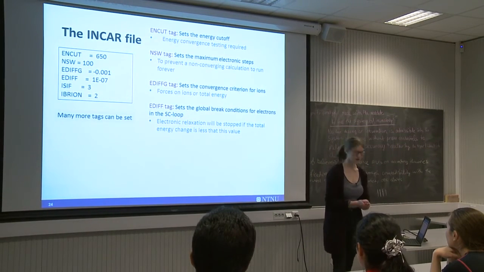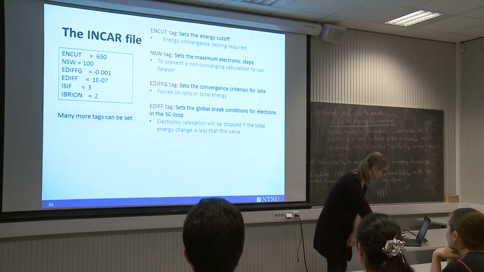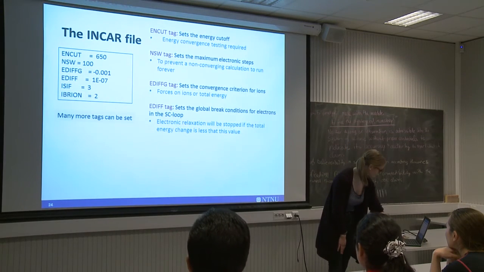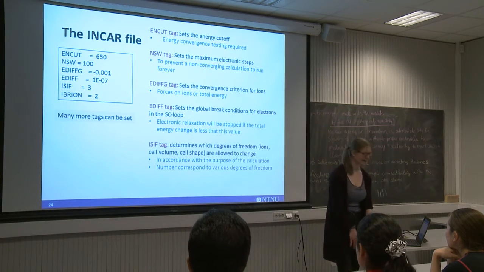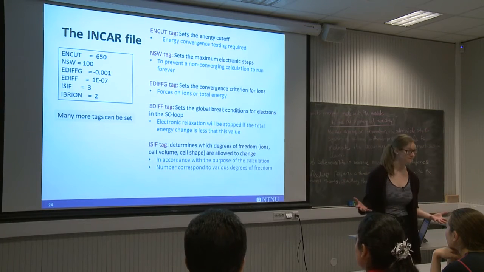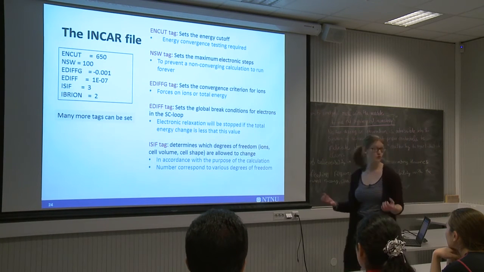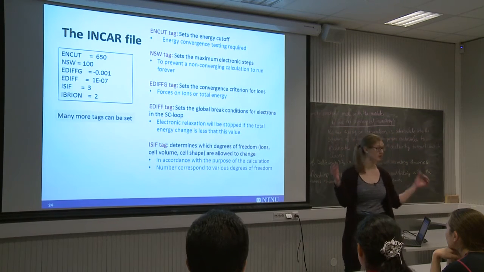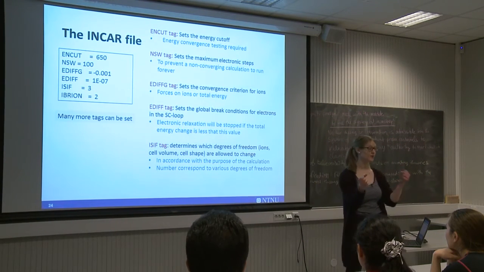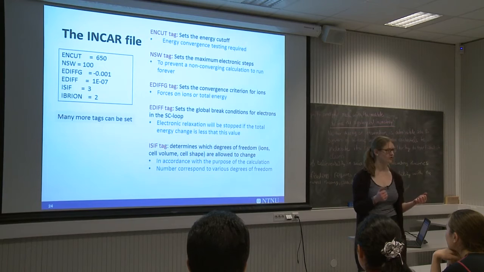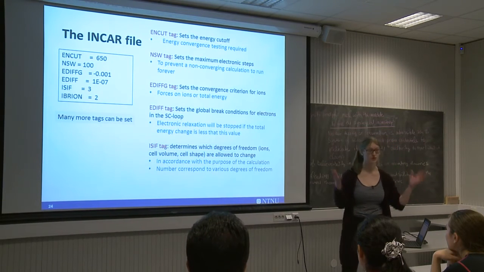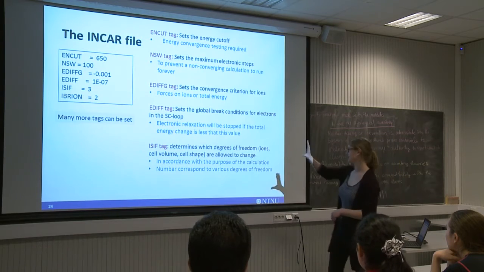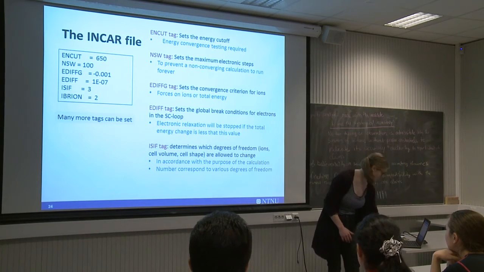You set the electronic convergence or the global break condition to an appropriate number. And then you also can define the degrees of freedom in your system. So for example, if you want the volume to change during your relaxation, or if you want to fix the volume and only relax ions, or you don't want to relax ions at all, you just want to look at the energy for one specific configuration of atoms, you set this.